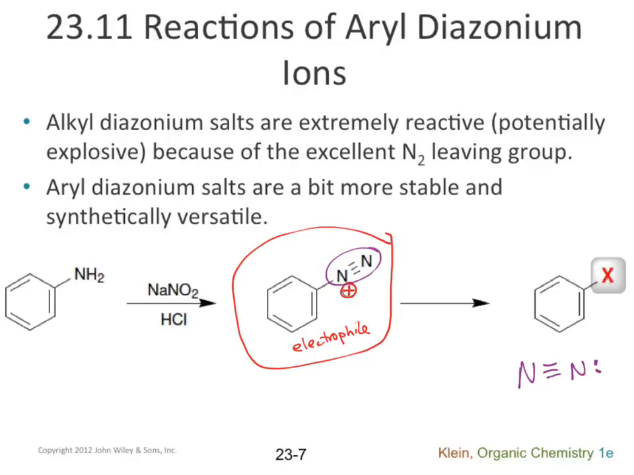If we take a look at our Lewis structure for nitrogen gas, we are darn close to being able to kick off nitrogen gas. Which means we have a really, really good leaving group. So that means that if we can then make our carbon electrophilic, we need to react that with some nucleophile. As long as we supply that nucleophile, we can then do this substitution reaction.